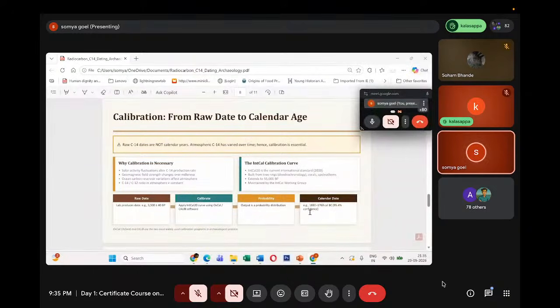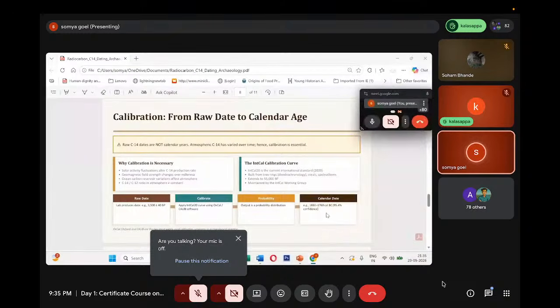And what is the confidence percentage for this? 95.4%. That typically means we are reporting, at 95.4% confidence, that the age range for this particular object is 1880 to 1760 calibrated BCE. Over here you can also see CAL, right? This is how reports and scientific papers mention calibrated dates.